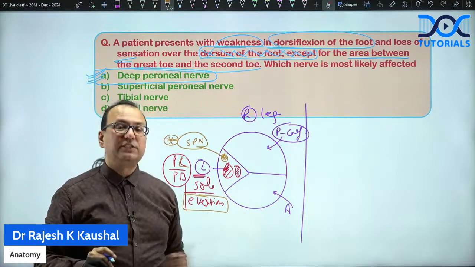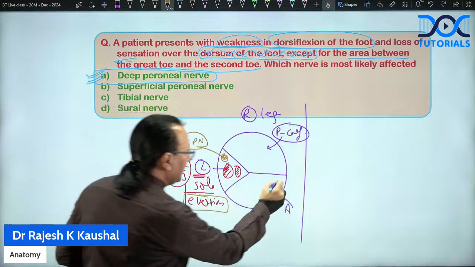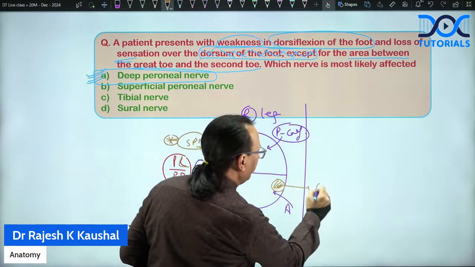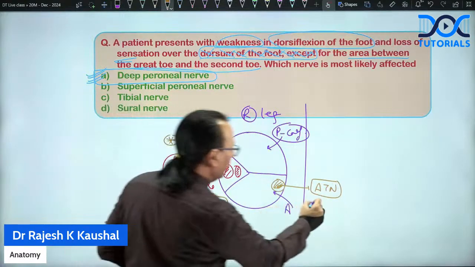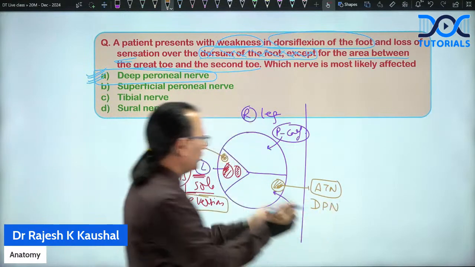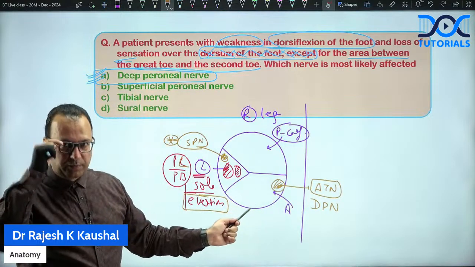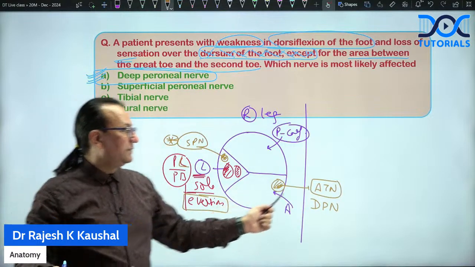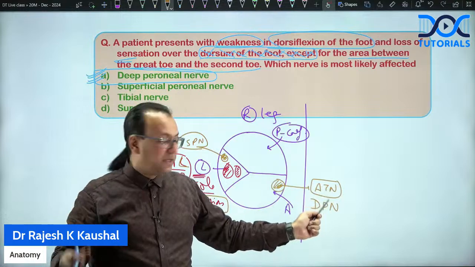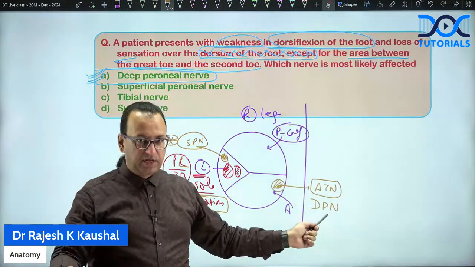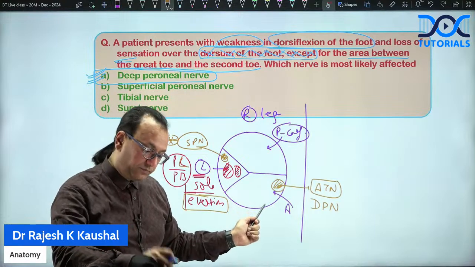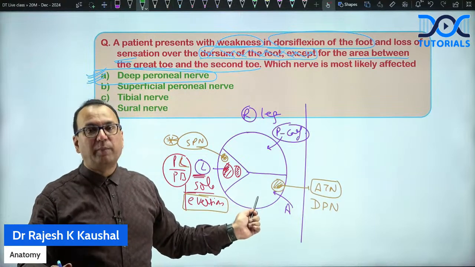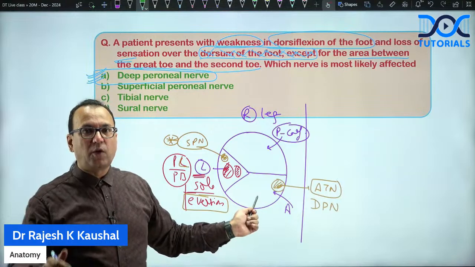Now come to the anterior leg compartment. Here you have a nerve called the anterior tibial nerve, because it is anterior to the tibia. It is also called the deep peroneal nerve. It will supply some of the muscles. You can remember them by the mnemonic: extensor, Tom, Dick, and Harry.